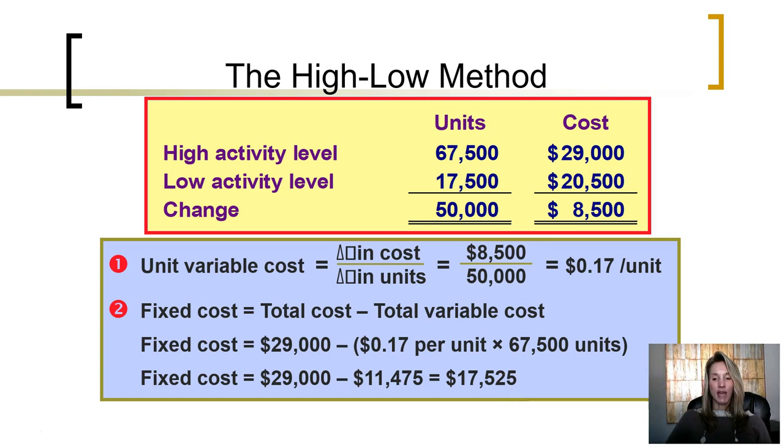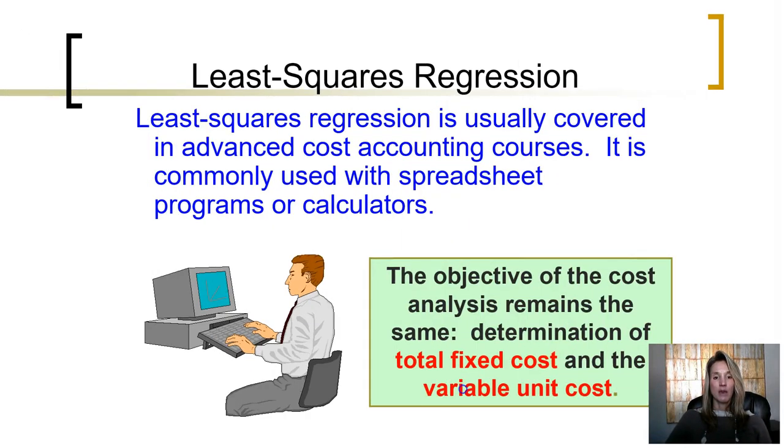Thus, we know for any month that a company's electricity is going to be variable 17 cents per unit, plus an additional $17,525 in fixed cost. Although we know that the High-Low method is a little bit more accurate than the scatter diagram, today we now have a third method called the least squares regression method.